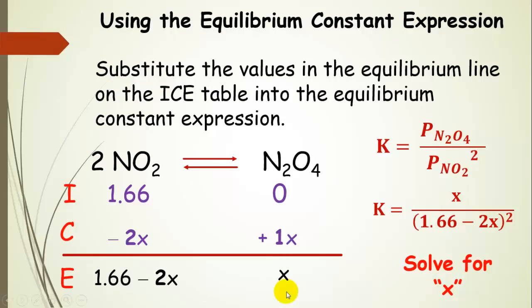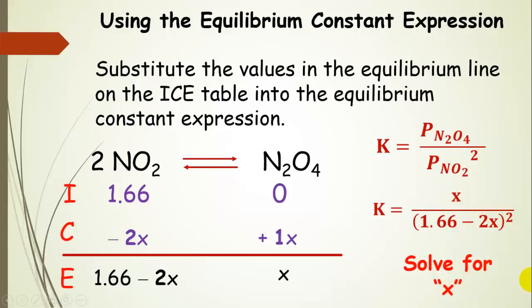Now, what do we do with this? So now we have expressions for equilibrium partial pressures in terms of x. And so now we're going to go to our equilibrium constant expression, the thing that we've been talking about but haven't used that much. And what we're going to do is plug in these equilibrium values in terms of x for the partial pressure of dinitrogen tetroxide or the partial pressure of nitrogen dioxide. Okay, so I'm going to take 1.66 minus 2x and I'm going to put it in for nitrogen dioxide. I'm going to take x and I'm going to put it in for dinitrogen tetroxide. And now we're going to solve for x.